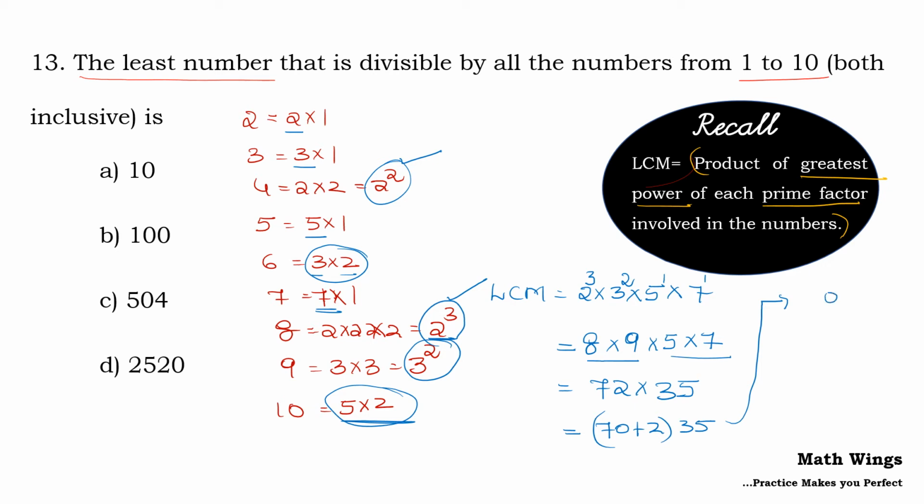Okay, so here when I multiply this one, it gives me 2450 plus 35 into 2 gives me 70. So what I did here, I multiplied 35 into 70, which gave me 2450, and 35 into 2 gave me 70. So when I add them up, I will get 2520, and this is the LCM of the numbers from 1 to 10. Therefore, the answer is answer D, 2520.